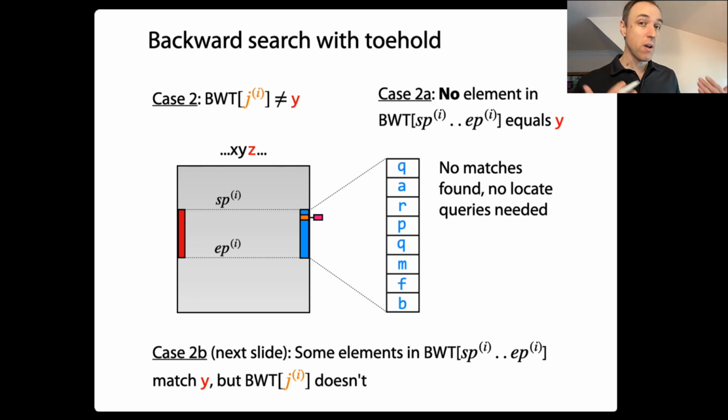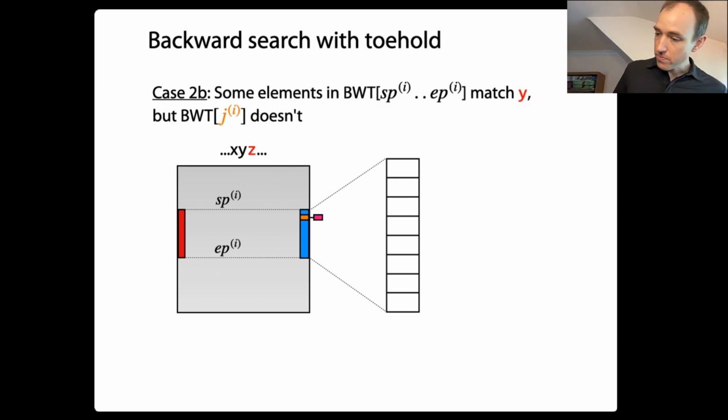The row that we were tracking failed to match, but some other rows in our range do match the next character in the pattern. So that's case 2b. So what do we do in the case of case 2b? Well, let's observe that in case 2b, what we're saying about the BWT characters in our range is that some of them do match the next character in the pattern P, which we called Y.